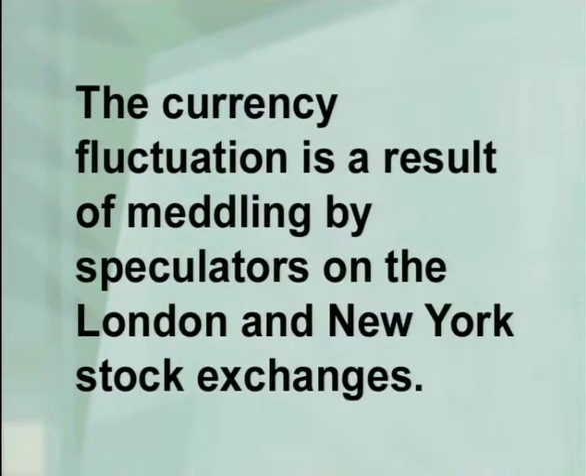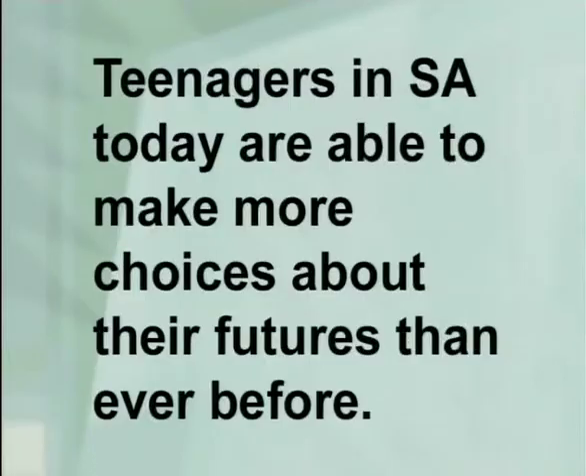Here's our first example. The currency fluctuation is a result of meddling by speculators on the London and New York stock exchanges. Now, obviously, this kind of issue can only be discussed by a small group of experts. While I'm sure that your English teacher is not really going to give you a topic quite that complicated, be aware that it's not the kind of topic ordinarily you would choose, unless, of course, you're an expert on stock exchanges. Let's look, though, at a second example.